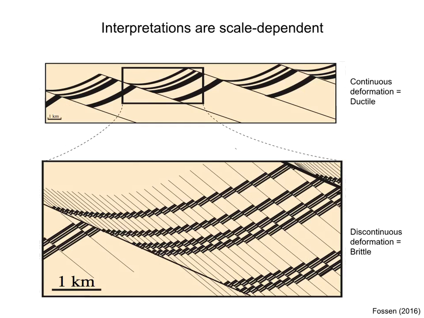At the scale of the section above, the black layers look folded, and we can say that the deformation is ductile. However, at the smaller scale of the section below, these layers are faulted, and the deformation is brittle. This is very important in subsurface interpretation. The section above may represent a seismic section, while the section below may represent an outcrop. The small faults in the section below are subseismic structures.